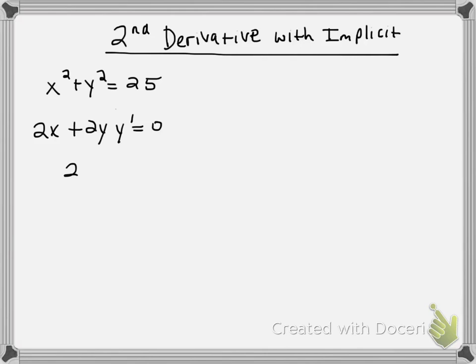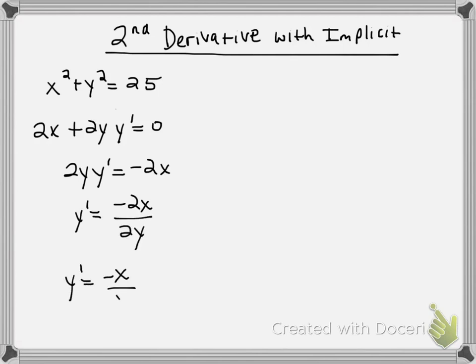Now, from here, we need to solve for that y prime. So I'm going to subtract the 2x from both sides, and I'm going to get 2y times y prime is equal to negative 2x. And then I'm going to have to divide out the 2y. So I divide by 2y, I get negative 2x over 2y. I'm going to simplify that, and my first derivative is negative x over y.